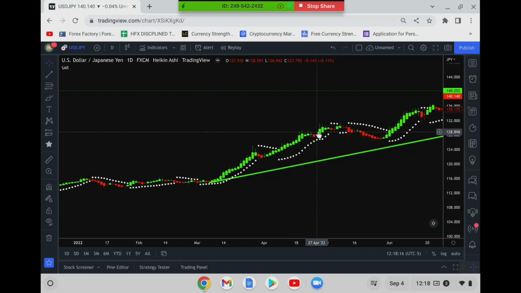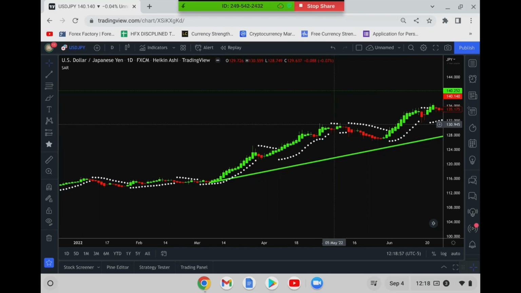So we rode this continuation up, up, up. Then we had our SARs flip. Once the SARs flipped, we decided to take profit because we just didn't want to deal with this drawdown, right? So once our SARs flip, you guys, that can also be an indication for you to get out of a trade, okay? If you are just purely trading the naked chart and just using simple tools like a trend line and the parabolic SAR, you can definitely use the parabolic SAR as an entry and an exit indicator, all right?